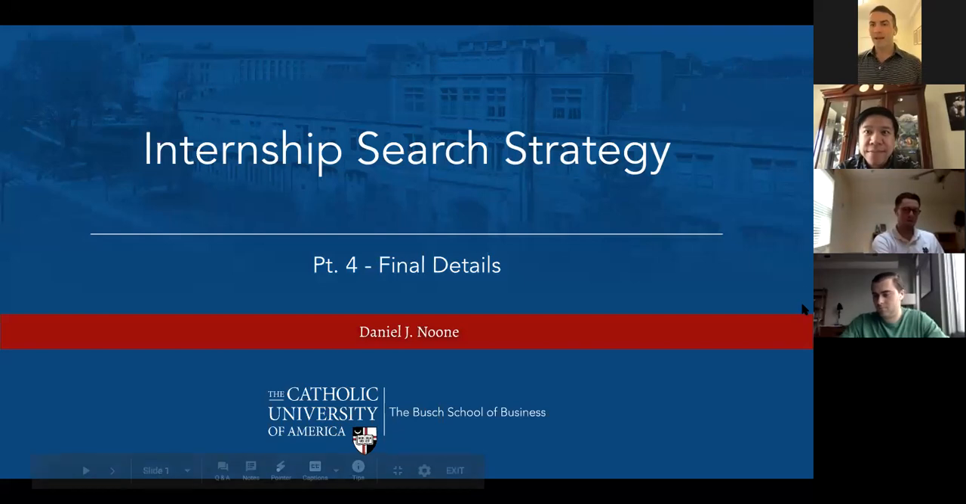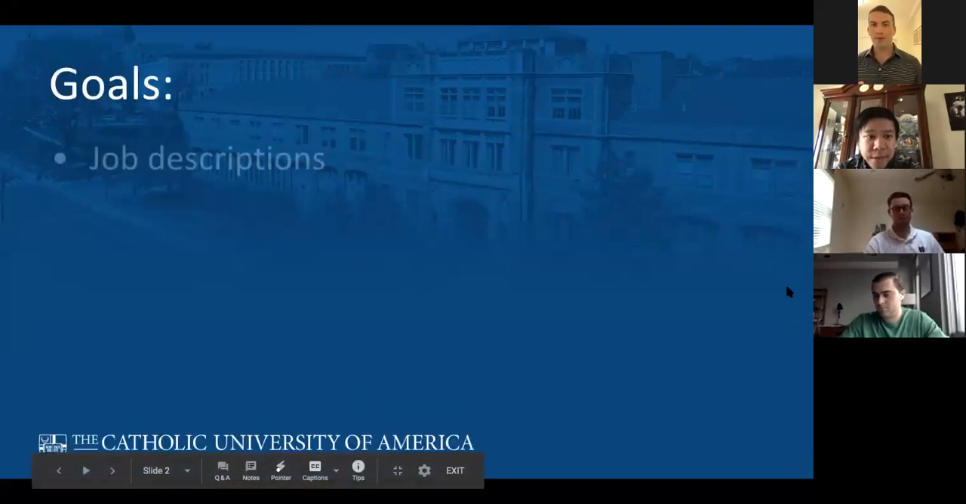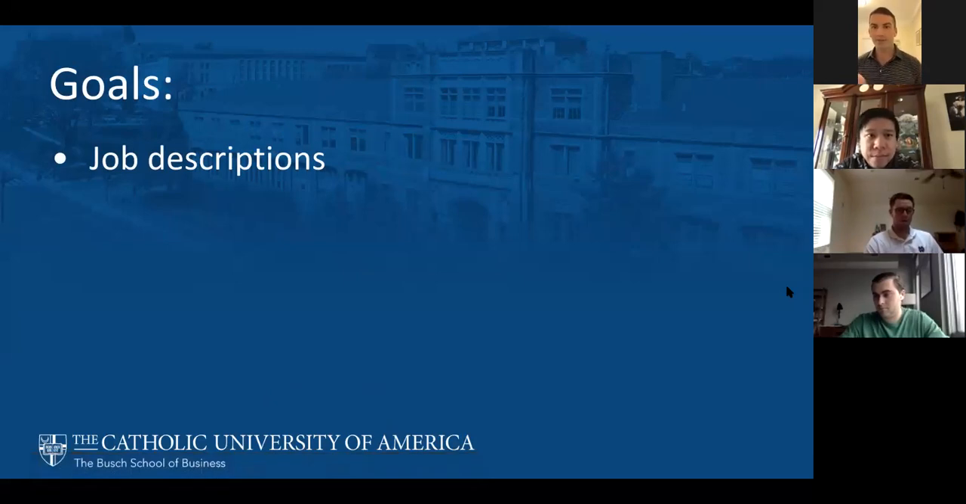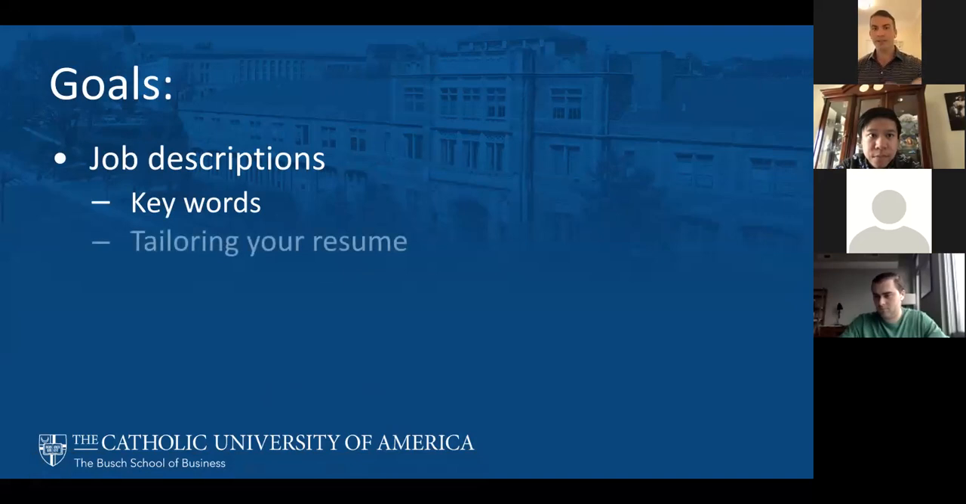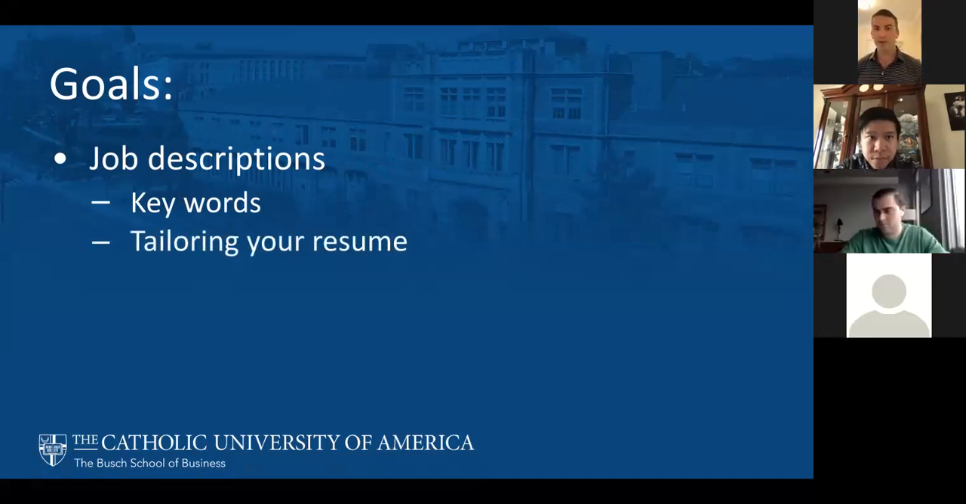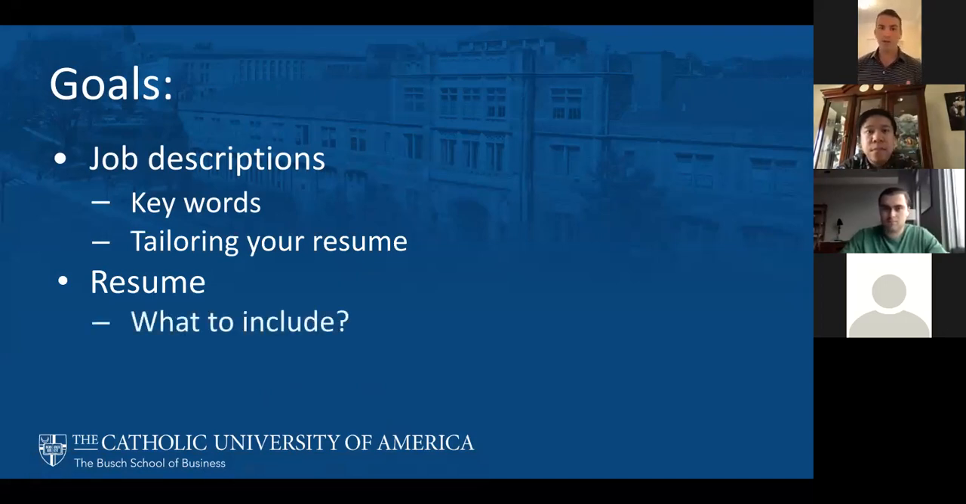So today we have some goals. We'll go over job descriptions. We're going to look at the keywords, tailoring your resume towards those keywords. We're also going to look into your resume, what to include, and then we're going to have show and tell, because I'm sure that everyone has lots of updates to share with us.